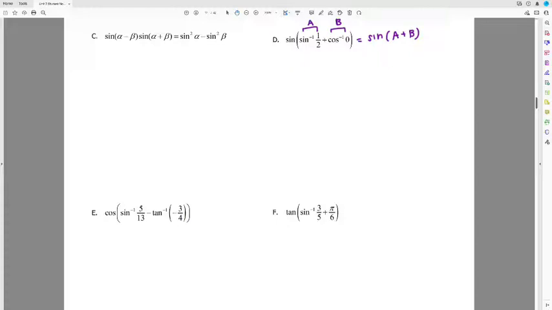So let's actually just figure out what those two angles are, and then we can see what happens from there. Now, 1/2 and 0, those are unit circle values, so we can actually just use the unit circle to evaluate this.